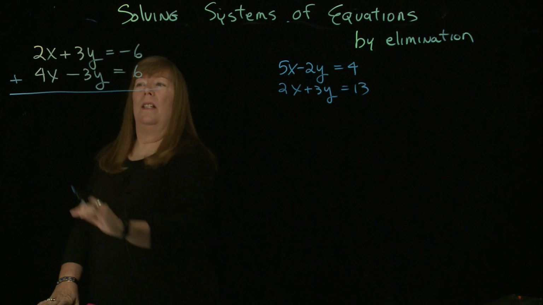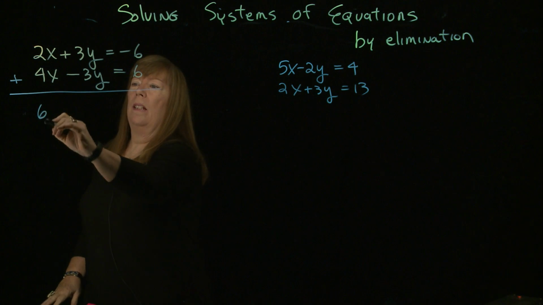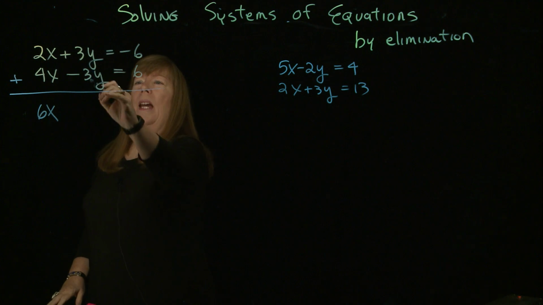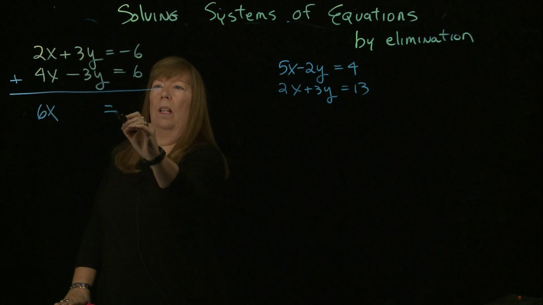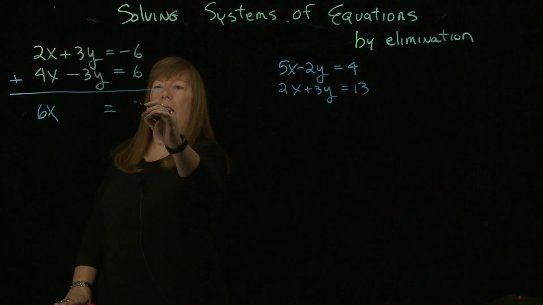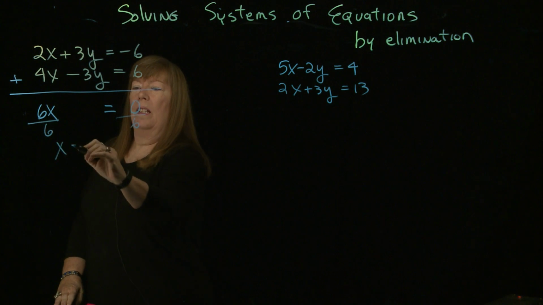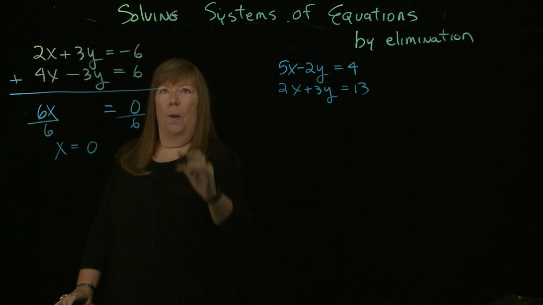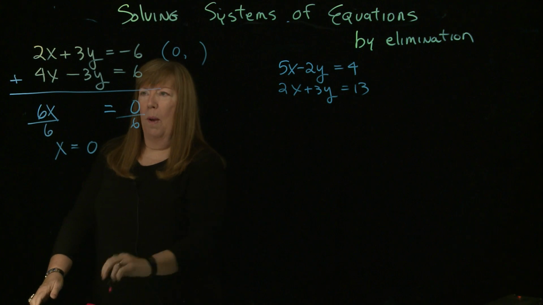I'm going to add these equations. 2x plus 4x is 6x. 3x minus 3y cancel each other out. And negative 6 plus 6 is 0. Let's just divide by 6, and I have x equals 0. Okay. So I have my x. Now I need my y.